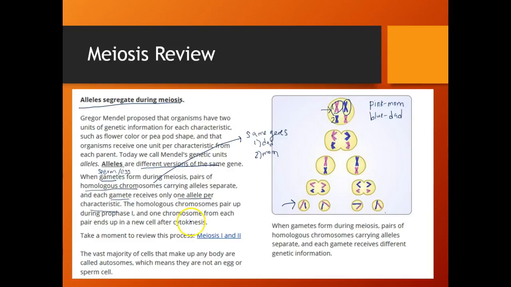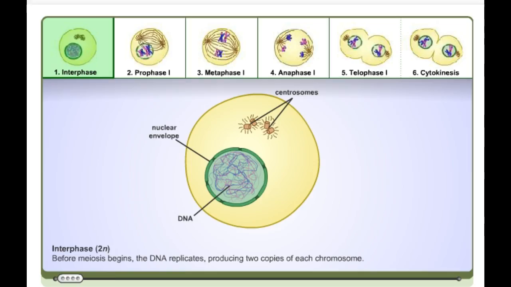The homologous chromosomes pair up during prophase 1, and one chromosome from each pair ends up in a new cell after cytokinesis. Okay, so the first thing we know about meiosis is that in the first round, we have separation of homologous chromosomes. Your mom and dad's chromosomes are separating. Okay, so this might seem like a lot of information, so let's go ahead and quickly review this information by going over meiosis 1 and 2.